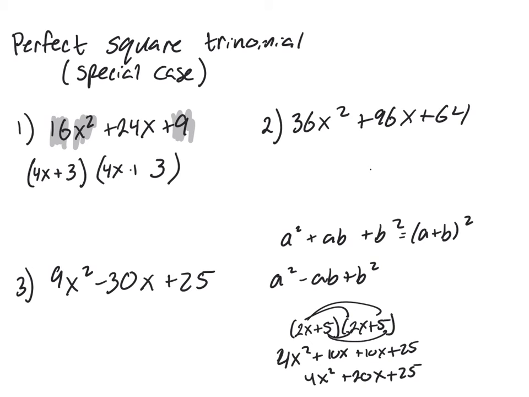So I want plus and plus, and we do want to rewrite this because something times itself, we have a way to write that more concisely using exponents. So this is really (4x + 3) squared, and that's how we should write our final answer. So let's take a look at another one of these.